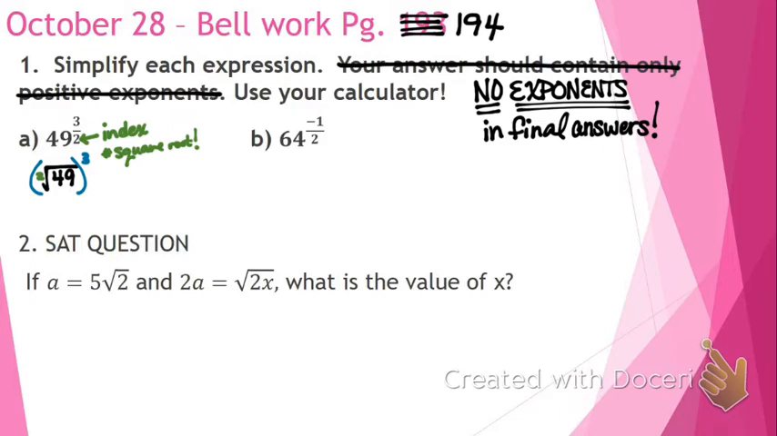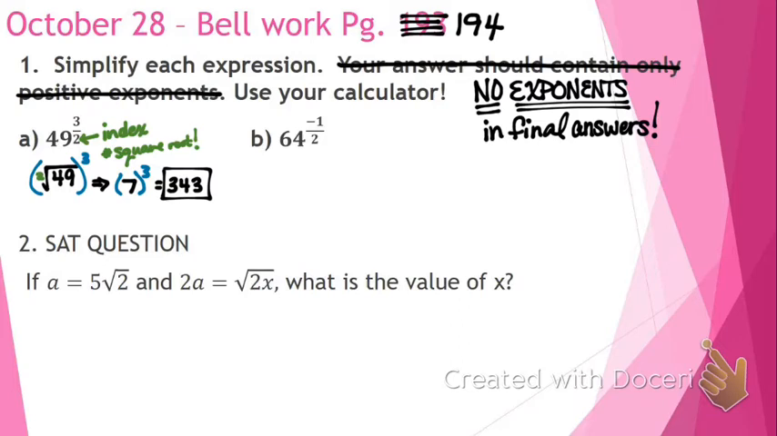Can we simplify the square root of 49? 7. So this is 7 to the power of 3. 7 to the power of 3 I can take and pop into my calculator, right? 343. Is that fully simplified now? Yes, I can't do any more to it. 343. Beautiful.